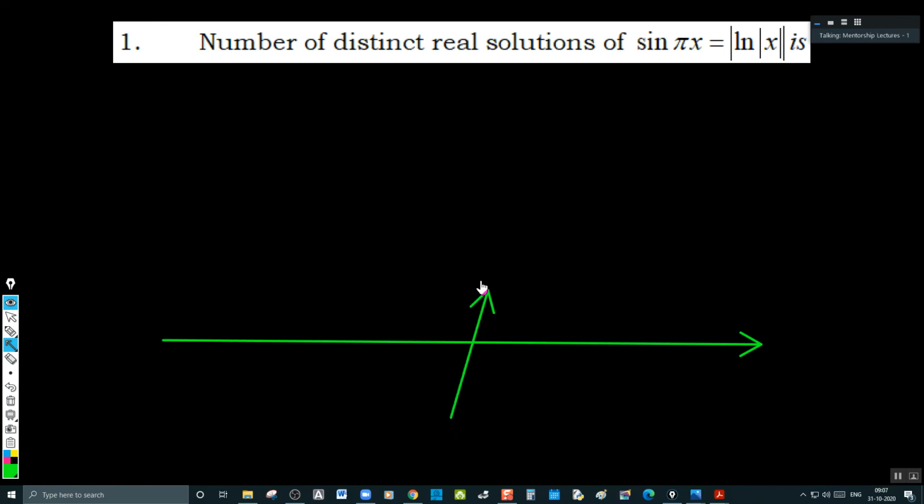No part of the graph lies below the x-axis because it is modulus, it is always positive. Now, sin pi x is easy to draw. This is 0. The answer is 0? I don't think so. This is 2.